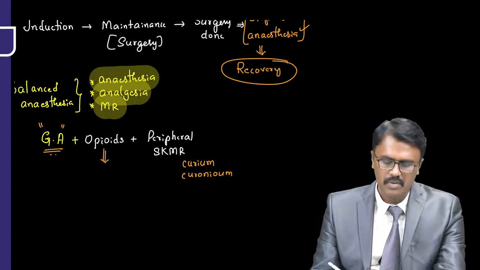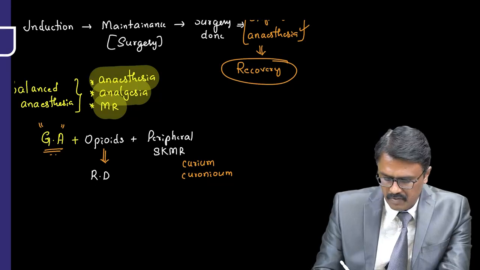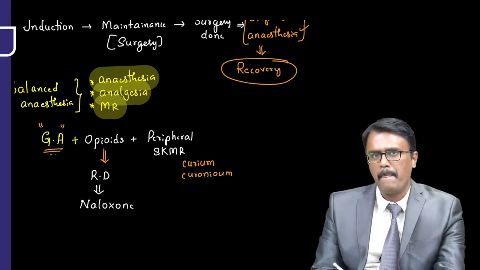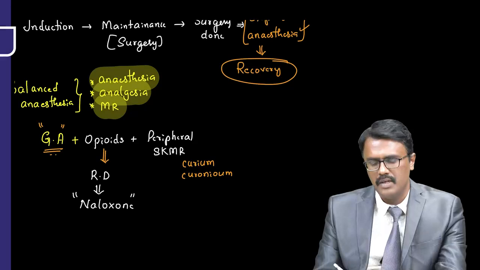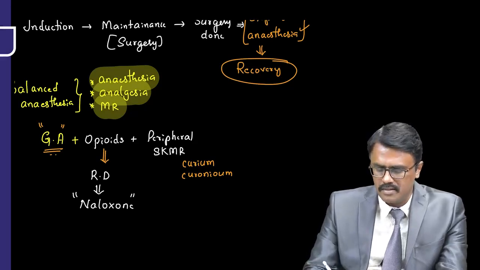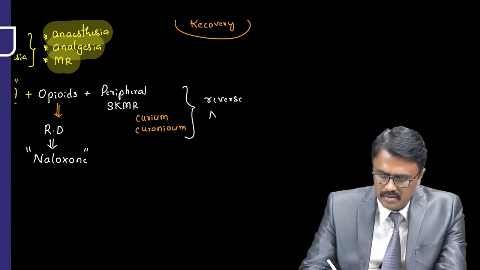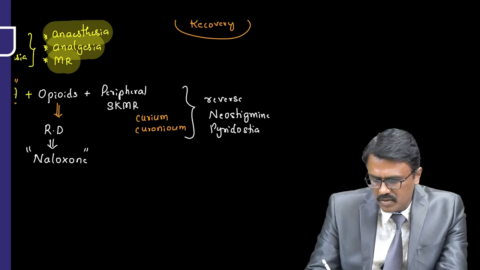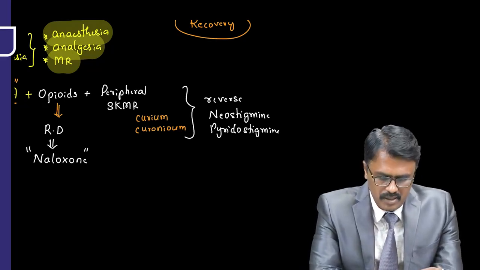But how do you reverse opioids? You will reverse opioids only if the patient develops respiratory depression. If the patient develops respiratory depression, for example from a higher opioid dose, the drug is naloxone, otherwise it is not required. Suppose you have given a muscle relaxant; how do you reverse it? The reversal can be done with neostigmine or pyridostigmine. This will help in faster reversal.